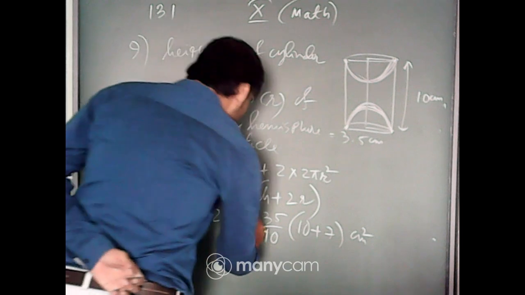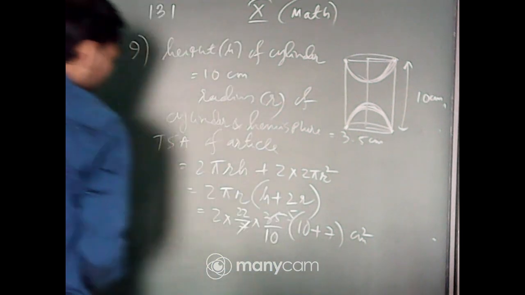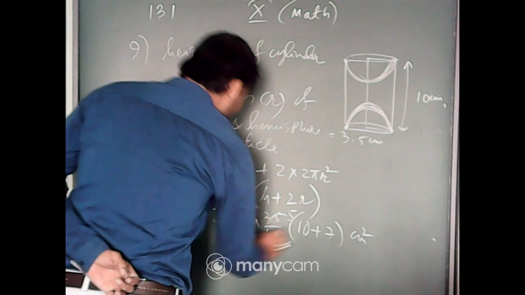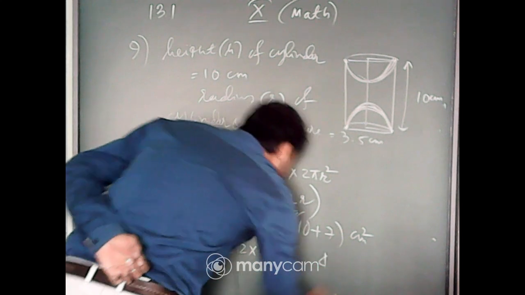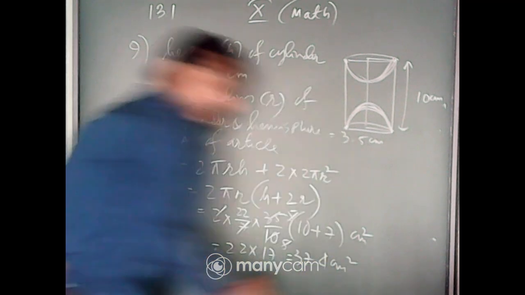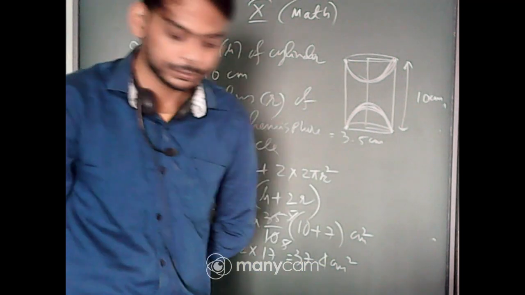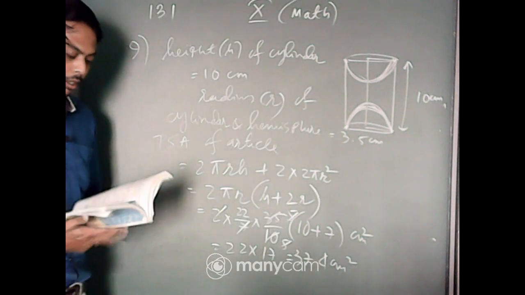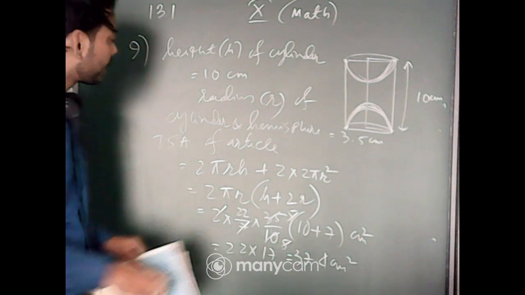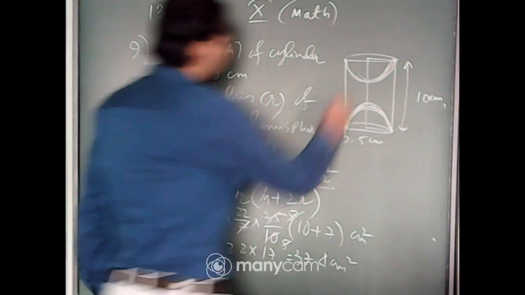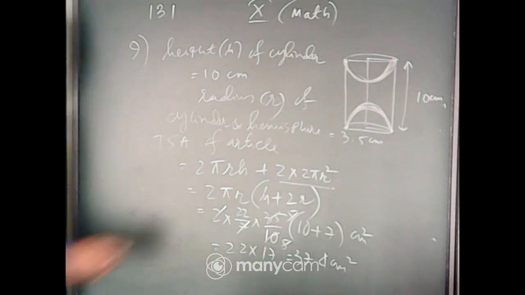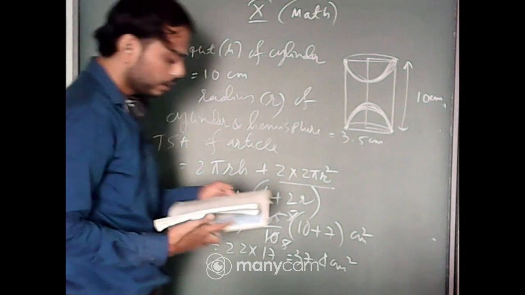Okay, 7 fives are 35, 2 fives are 10, 5 is cancelled out. So 22 into 17, 374 centimeter square, isn't it? 374. Is it all right? This is the important thing, 2 into 2 pi r square. The CSA of the two hemispheres will be added with the CSA of the cylinder. Is it all right? 13.1 is completed.